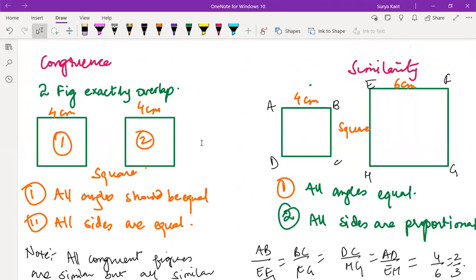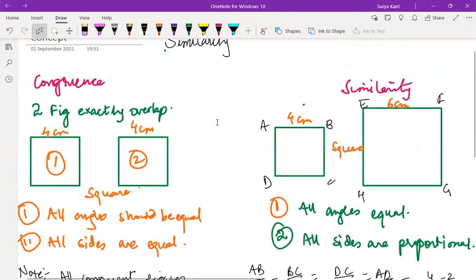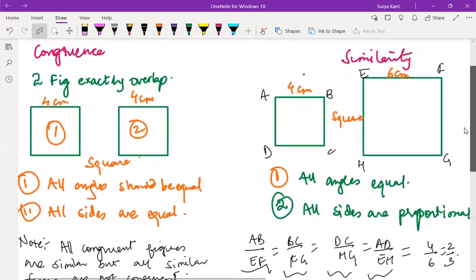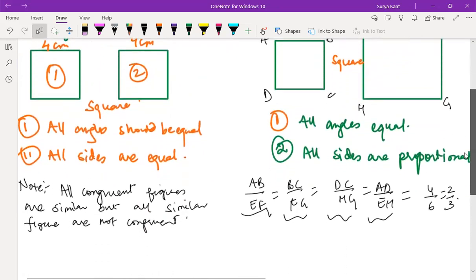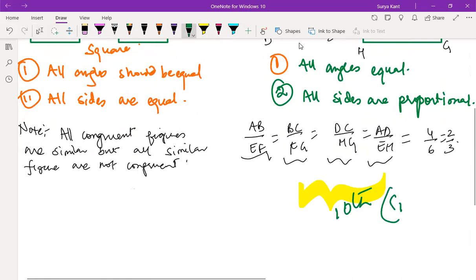Size doesn't matter. Proportional you should write, proportion, not size. Okay, sir. So in your class 10th, you are having the similarity part. This part is there for class 10th. For class 10th, you are having similarity.